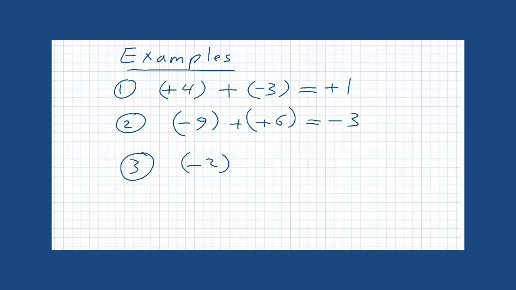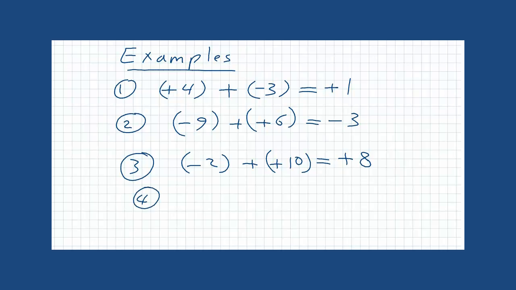Example 3. -2 plus +10. Two different signs. We will find the difference between 2 and 10, which is 8. The sign of the larger one is positive, so the answer is +8.